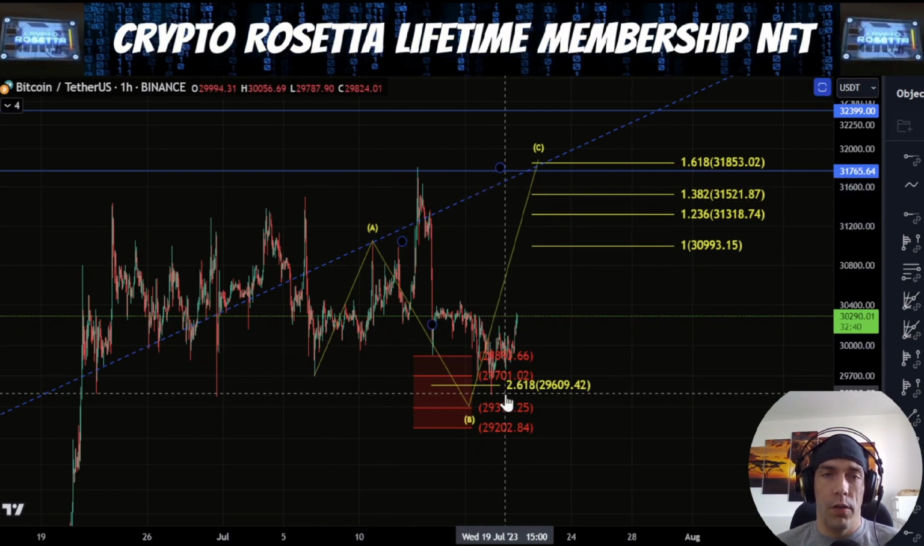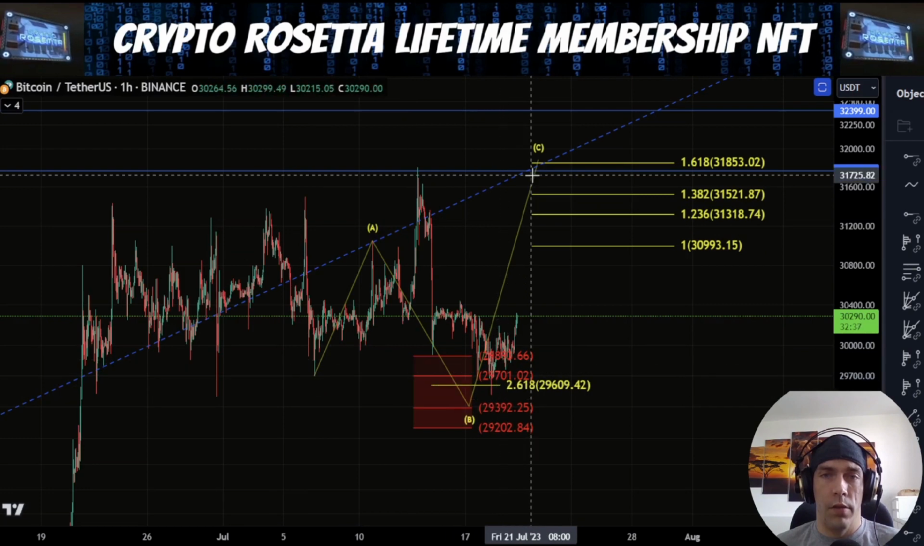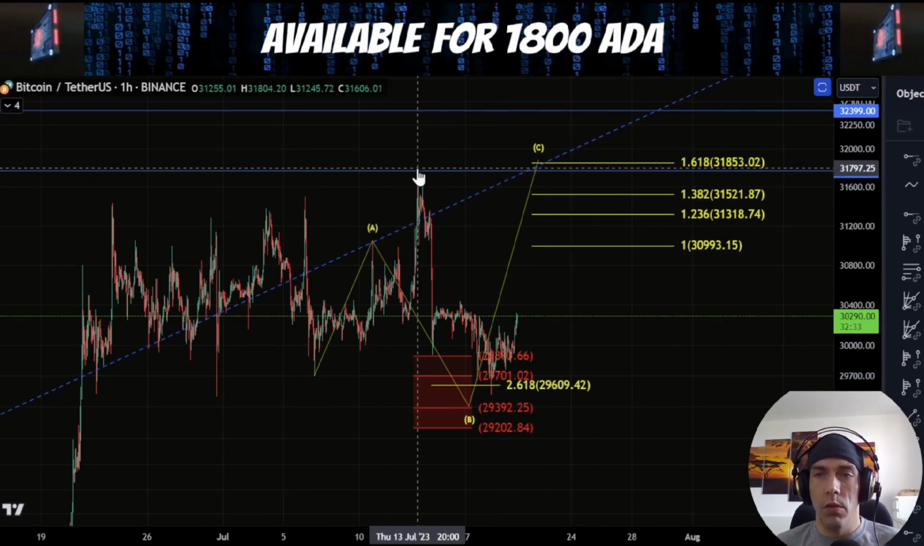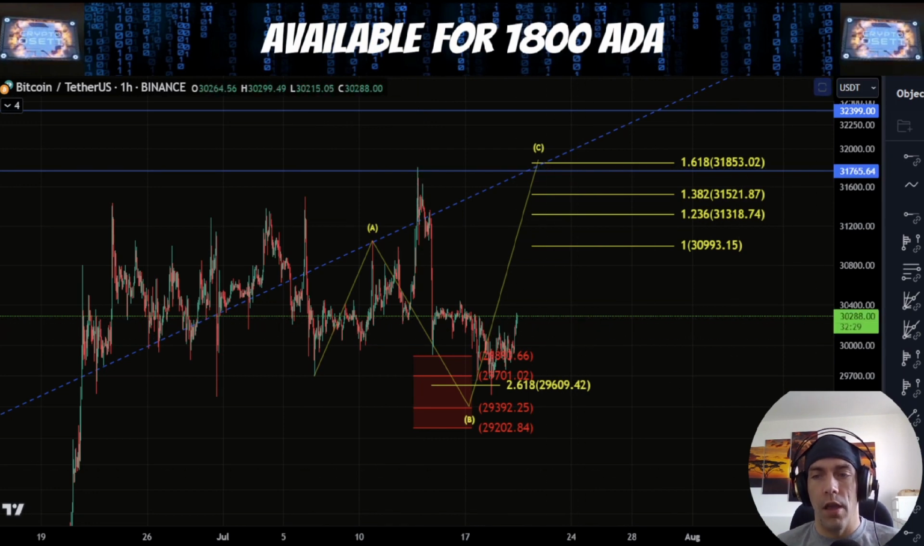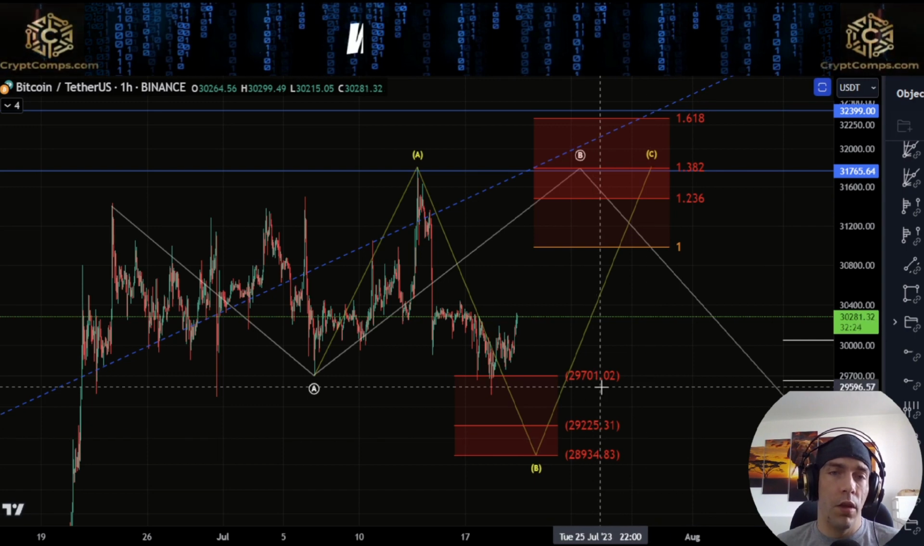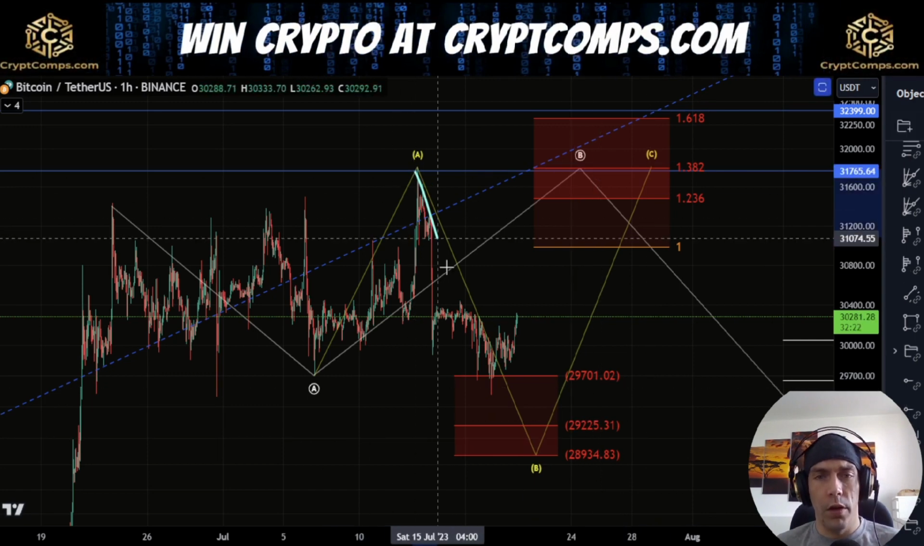If we are looking at this as a B and a C, then this 1618 target is going to be very interesting to me higher up here towards the zone of this 31,853.